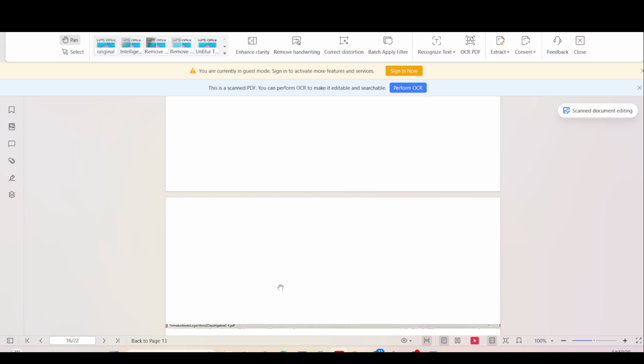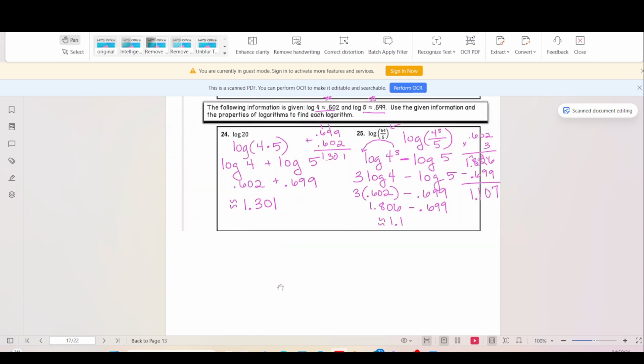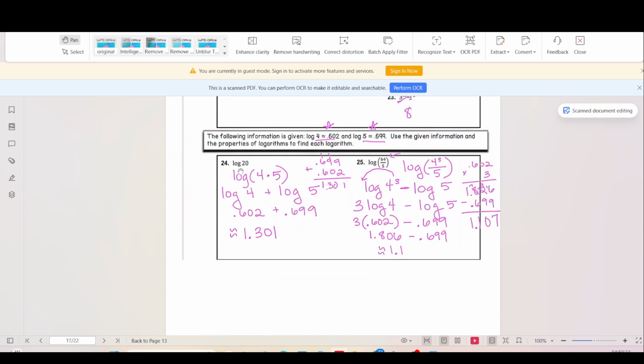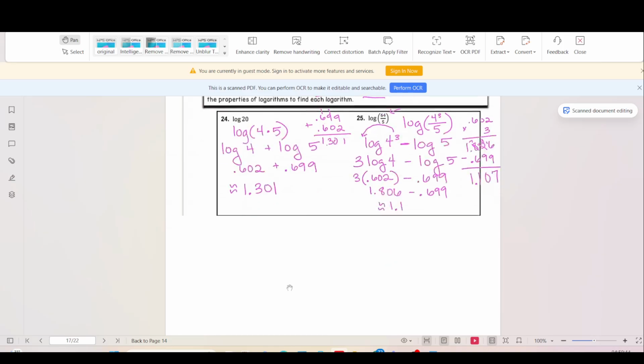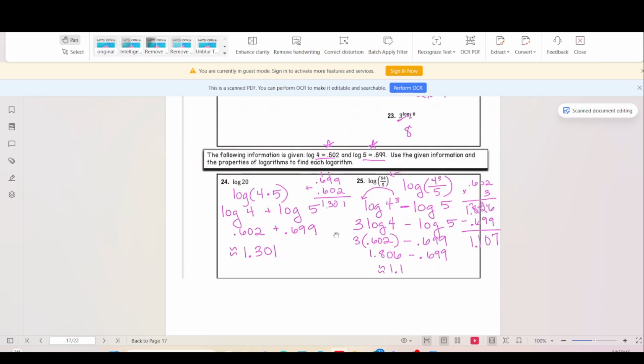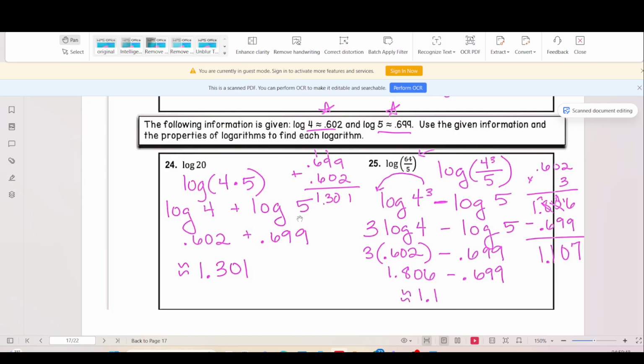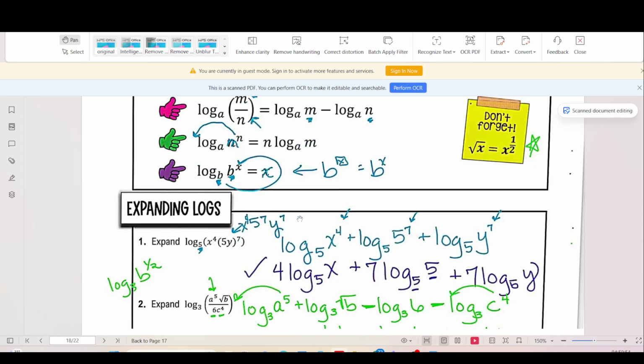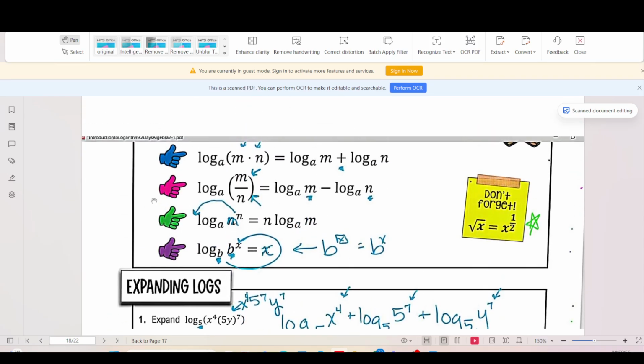So for example here we have log 20, so we can write it as log of 4 times 5. Because this is in multiplication, we can convert it into addition: log 4 plus log 5, which is 0.602 plus 0.699. Then I just add them up. So these are the properties. You should remember these properties.